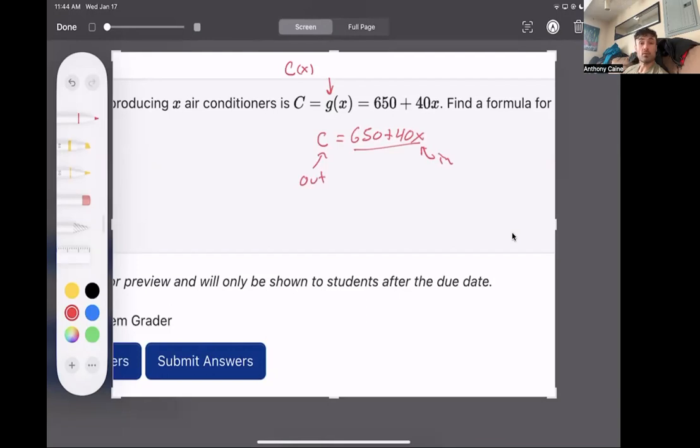Now, we want to switch that around. If I tell you C, can you tell me X? We'll just solve for X. That's all you got to do. So, okay, what should I do? I should take away 650, and then I should divide by 40, and that will get me X. Okay, maybe I should have gone a little bit slower. C minus 650 is equal to 40X. That's a multiplication, so we should use a division, and we get here.